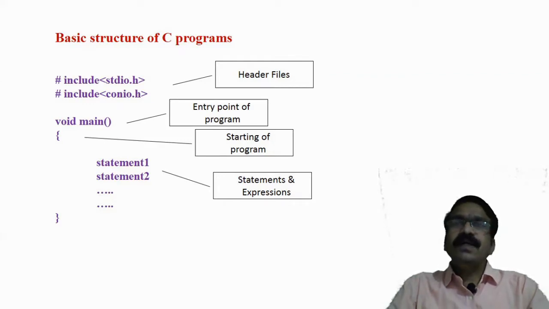Then second, here we write void main. That is the entry point of the program. From this entry point, the program will begin to execute. Then using the curly brace, we tell the compiler the starting point. The program starts from the open curly brace, and the close curly brace of main indicates the end of the main program. Then statement 1 and statement 2. These are the statements or expressions that will be in a C program.